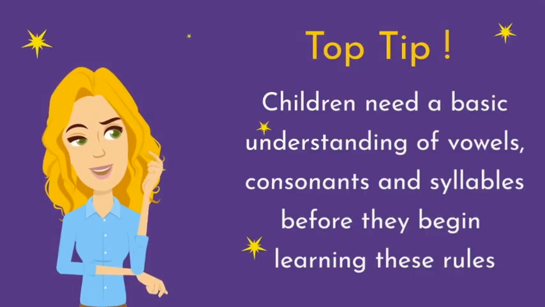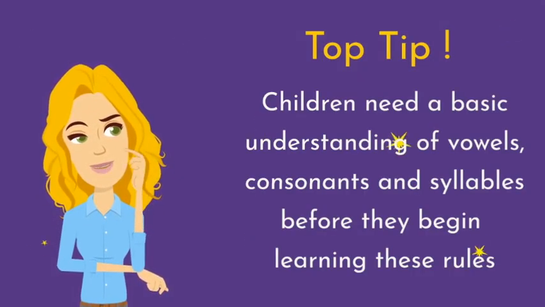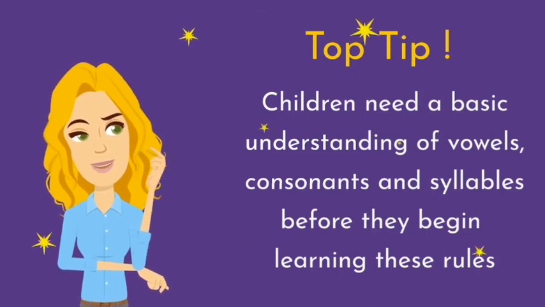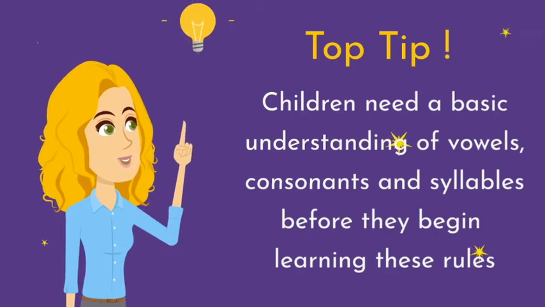These rules are really quite tricky and it's so easy for the children to become overwhelmed. So my top tip to avoid this as much as possible is to make sure that the children can really hear where different sounds are in words and that they have a basic understanding of what syllables, vowels and consonants are before you begin to teach these different spelling alternatives.